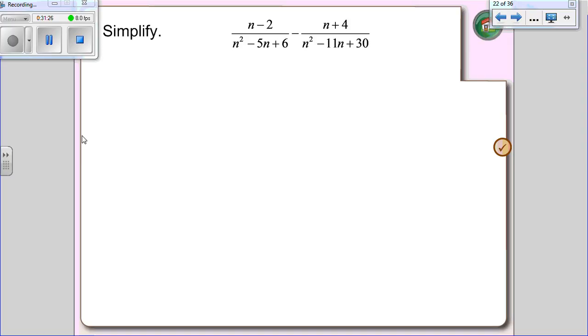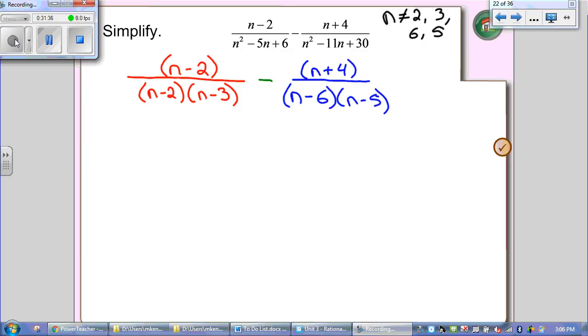Alright, if you factored those things, you should have got n minus 2, n minus 3 in the first fraction, and then n minus 6, n minus 5 in the second fraction on the bottom. Then I wrote out my NPVs, which is n cannot be 2, 3, 6, or 5. Then I go to simplify things.